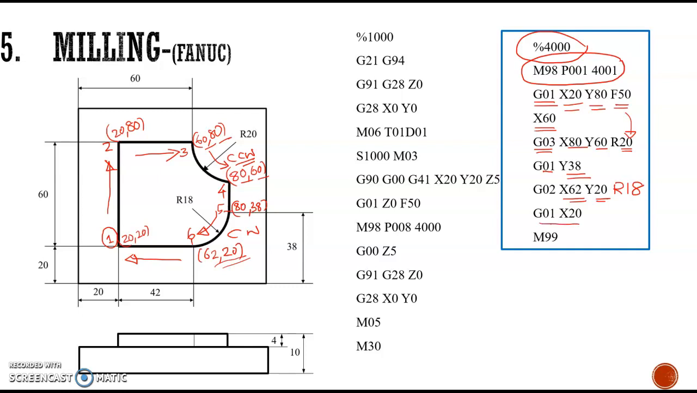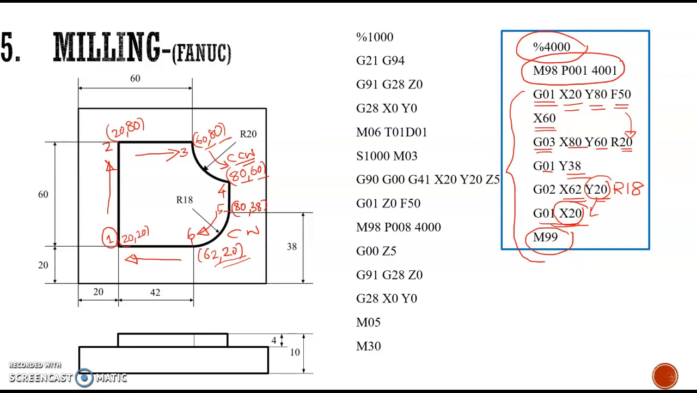Then next again we have to perform the linear interpolation to reach the initial point. So again we give the x-axis only, because the y-axis is 20 itself, there is no change, and X20. Finally M99 is used, that is giving the end of the subprogram. Now the command has to be returned to the main program. So in the subprogram 4000 we have given all the tool positions. All the tool path is defined, but it does not have any tool depth command.